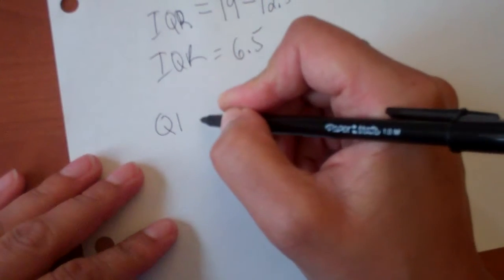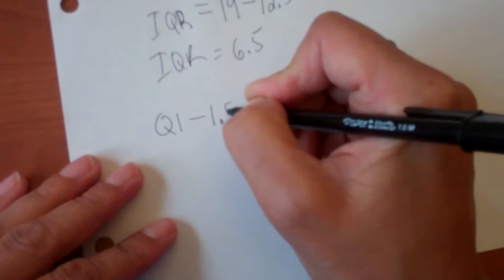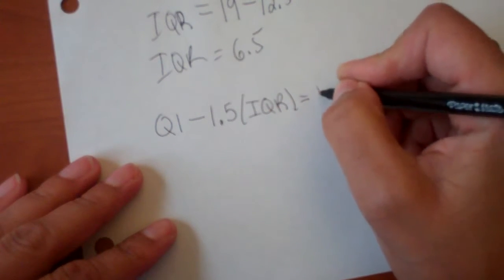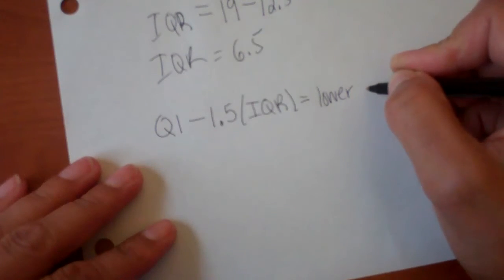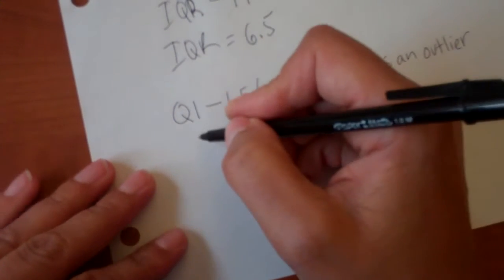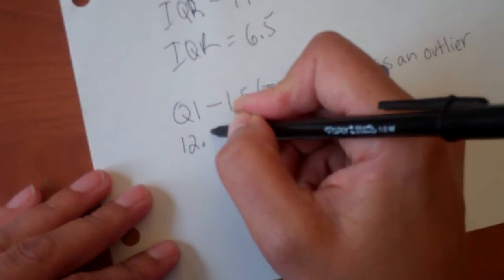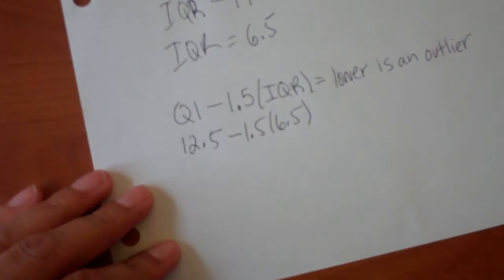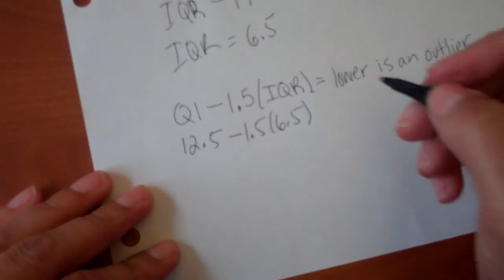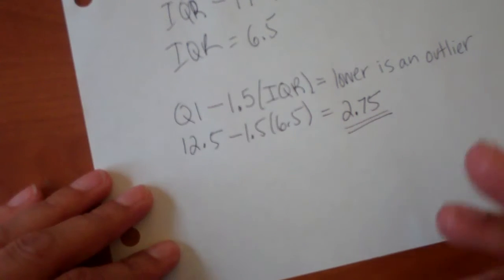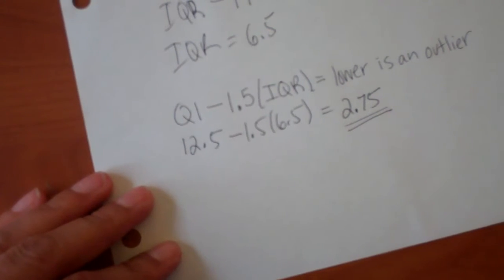If we take our quartile 1 and we subtract 1.5 times that IQR, any number lower is an outlier. So we're going to have to go back and look at the data. Let's try this. We're going to do 12.5 minus 1.5 times 6.5. You can hear me typing over here. 12.5 minus 1.5 times 6.5. And we're going to come out with 2.75. Any number lower than 2.75 from our data is an outlier.